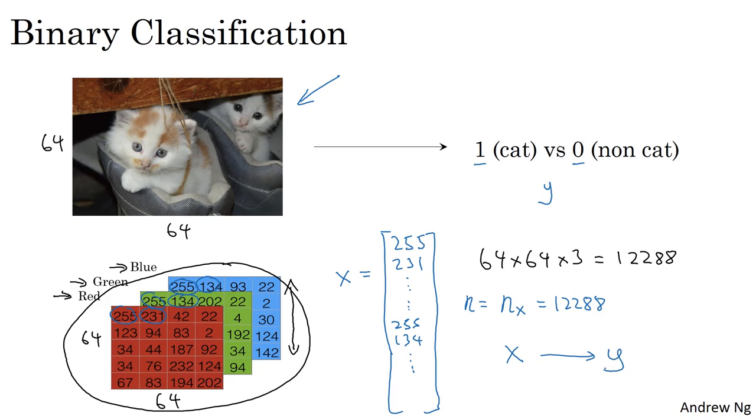That is, whether this is a cat image or a non-cat image. Let's now lay out some of the notation that we'll use throughout the rest of this course. A single training example is represented by a pair x, y, where x is an nx dimensional feature vector, and y, the label, is either 0 or 1.